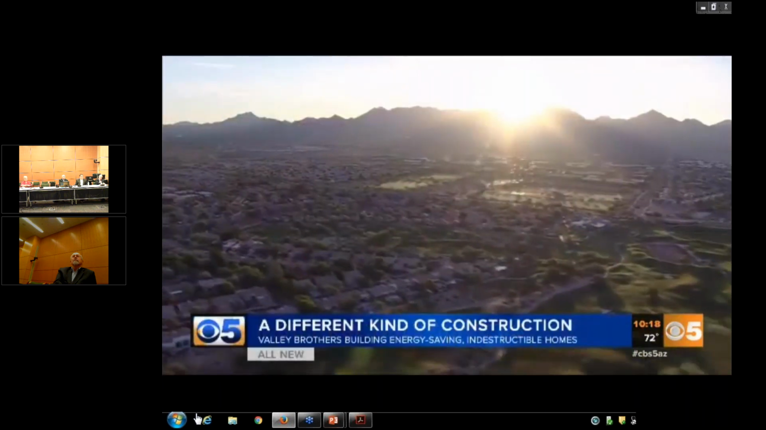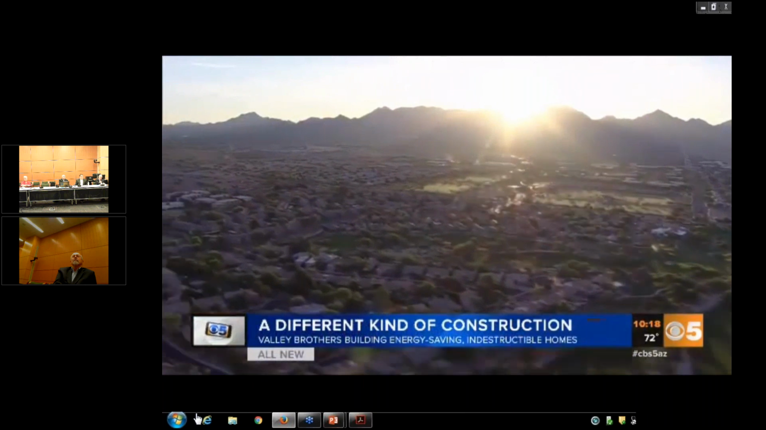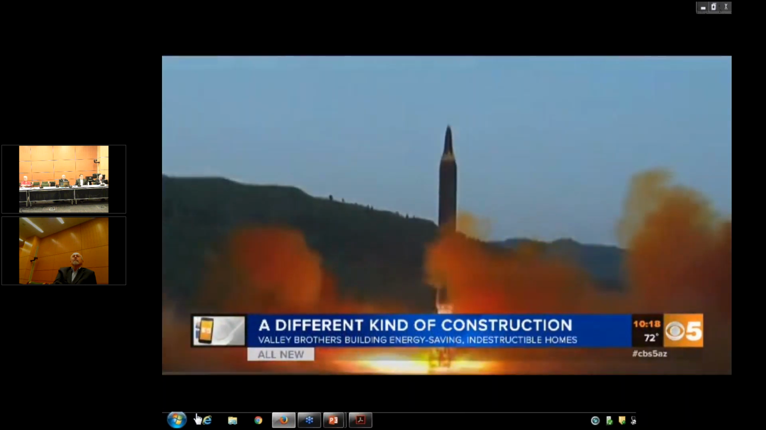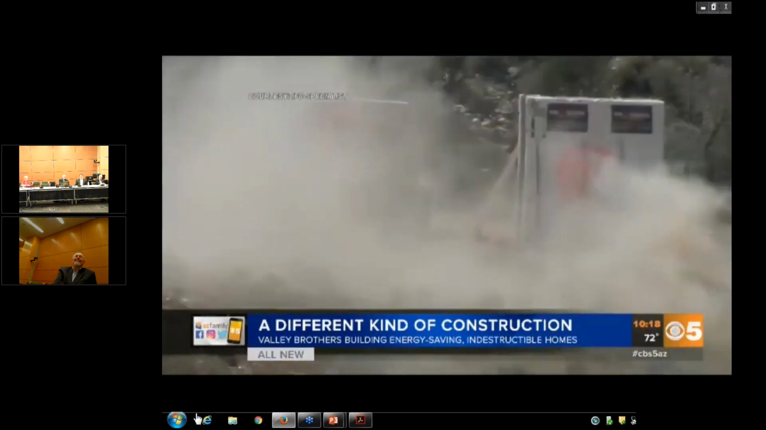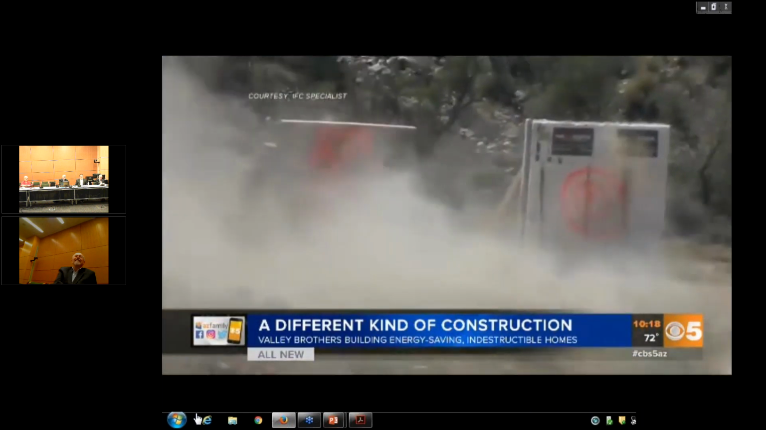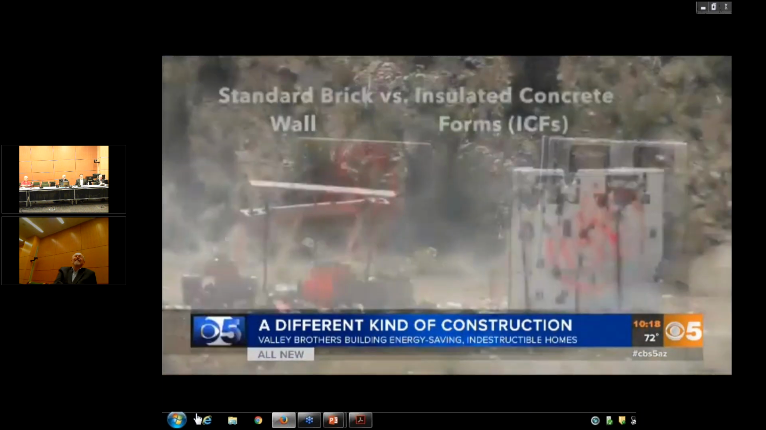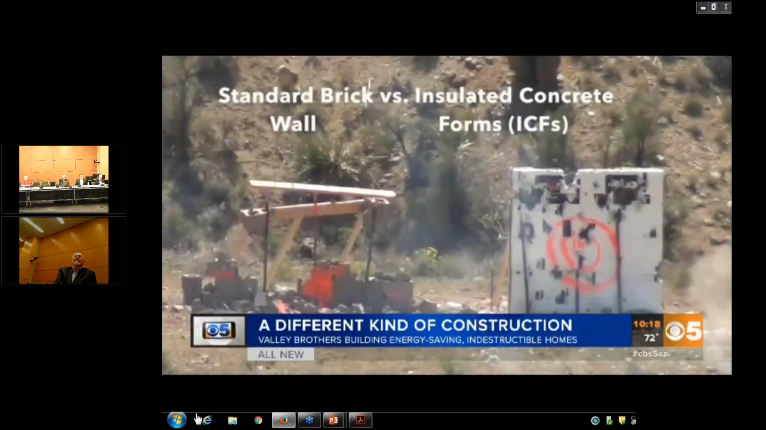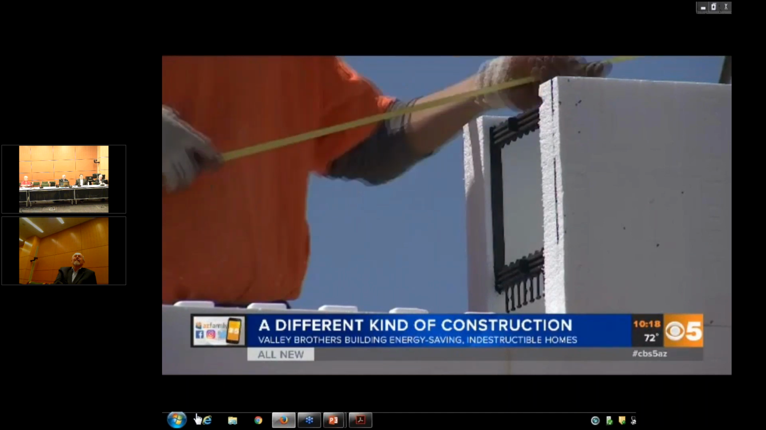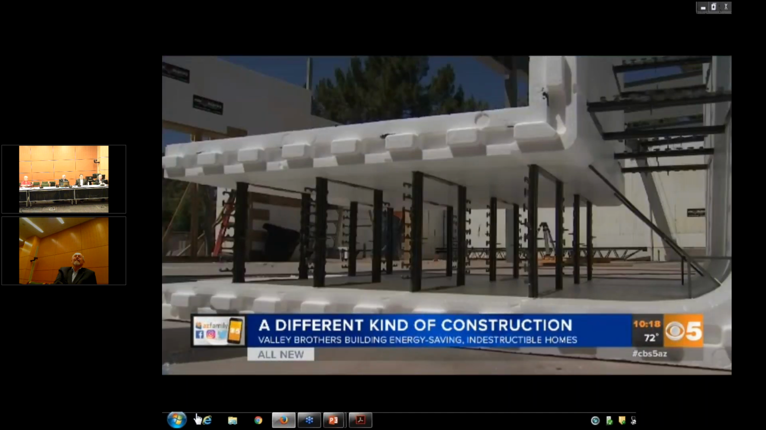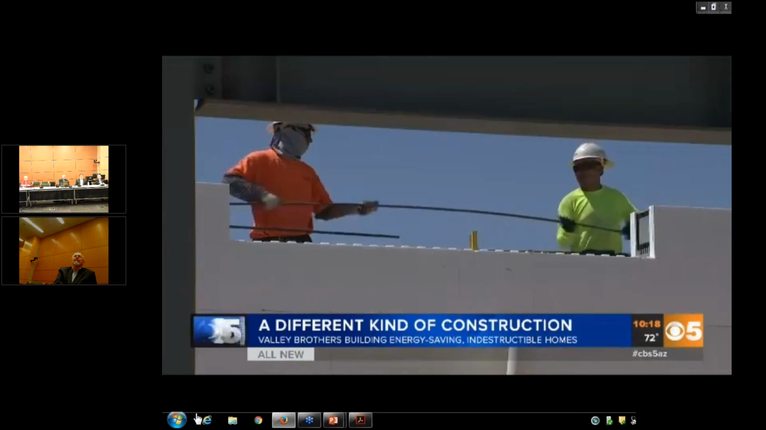More and more people in the valley are opting for a different kind of construction, one that can withstand just about any major attack or natural disaster, even a barrage of gunfire. These walls are bulletproof. They'd be very tough to drive a car through. It's called ICF, short for insulated concrete form. Essentially, two thick pieces of shock-absorbent styrofoam, rebar up the middle, filled with concrete.